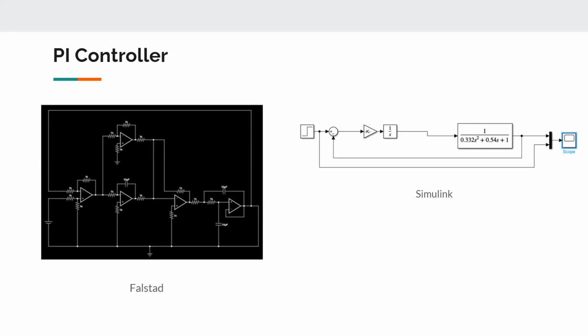So after calculating the values of our system, we find Kp and the integral time. We use both of them in our PI controller. We use the values in Volstad and Simulink. In Volstad, we create a circuit, and in Simulink we use a system. So we have the blocks of Kp and integral and the system.